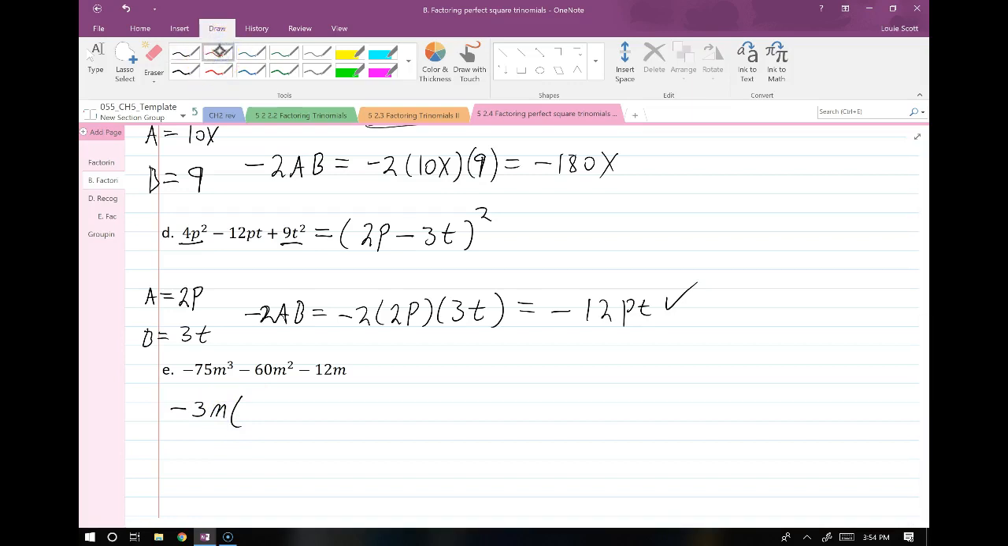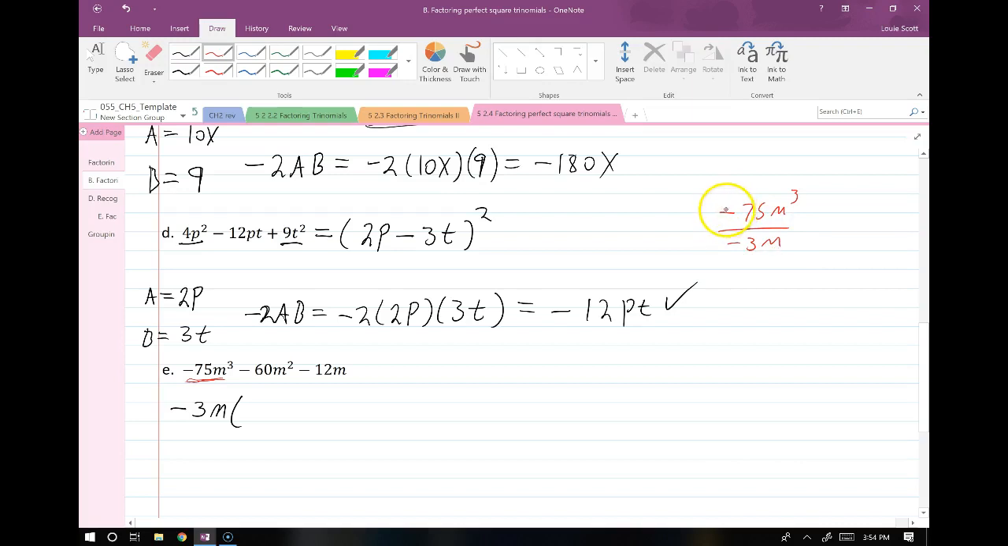So let's do a little bit of practice of this mental math. If I was to take negative 3m out of this first term, what would I have left? And mentally, you should be thinking about dividing those two things, right? And say, okay, if I want to do this in my head, this is the problem I want to think about. Negative 75m cubed over negative 3m, right? This is the problem that we do in our heads.